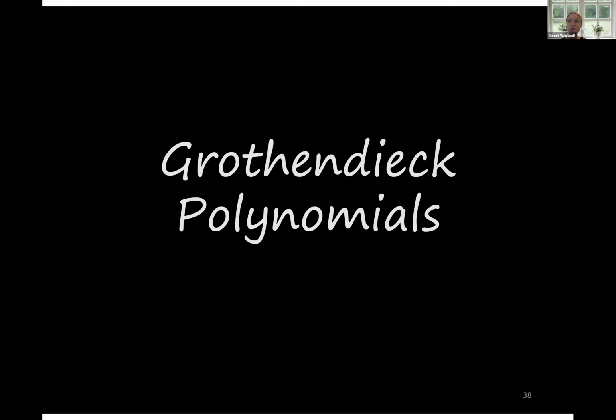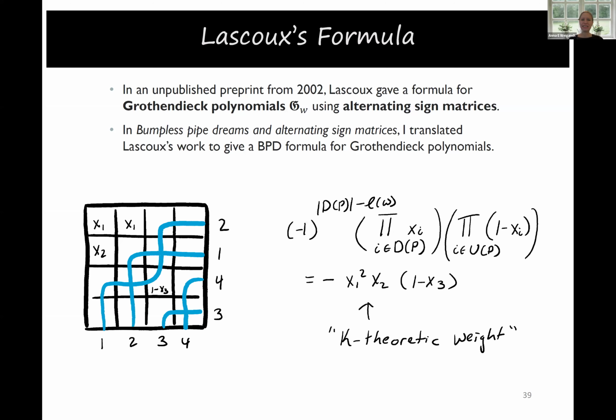Okay, so now we're going to move on to a generalization of Schubert polynomials called Grothendieck polynomials. And we're going to see how maybe bumpless pipe dreams were hiding in the literature in a formula that was known about Grothendieck polynomials already. So in this unpublished preprint from 2002, Lascoux gave a formula for Grothendieck polynomials.